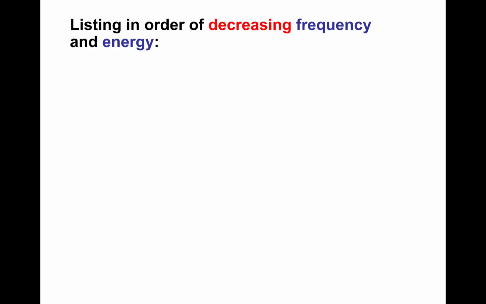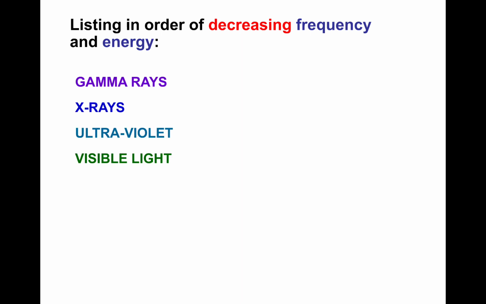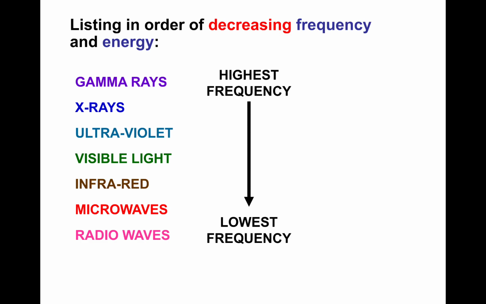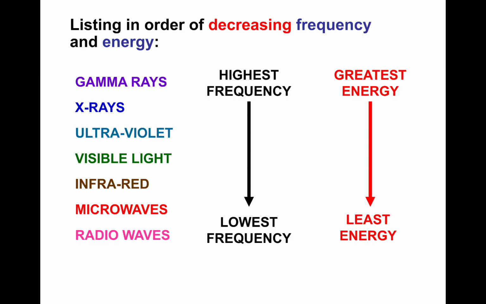So this time in order of decreasing frequency and energy. If you did it backwards, you'd start with gamma rays, X-rays, UV, visible light, infrared, microwaves, radio waves. So basically gamma rays have got the highest frequency, radio waves have got the lowest frequency, and gamma rays have got the greatest energy, and radio waves have got the least energy. In terms of wavelength then, if you want to add that on, the gamma rays have got the shortest wavelength. I'll just write short lambda, shortest wavelength, and the radio waves have the longest wavelength. So make sure you've got that.